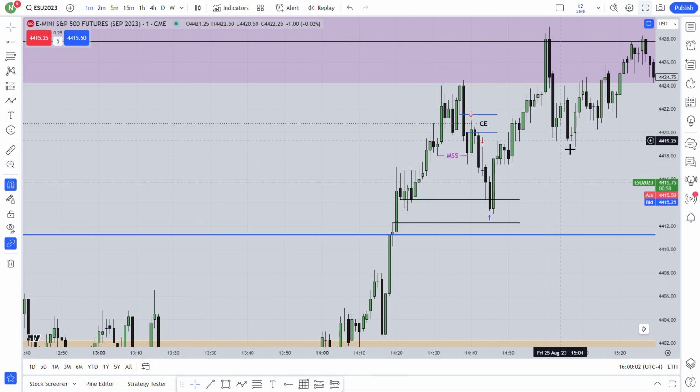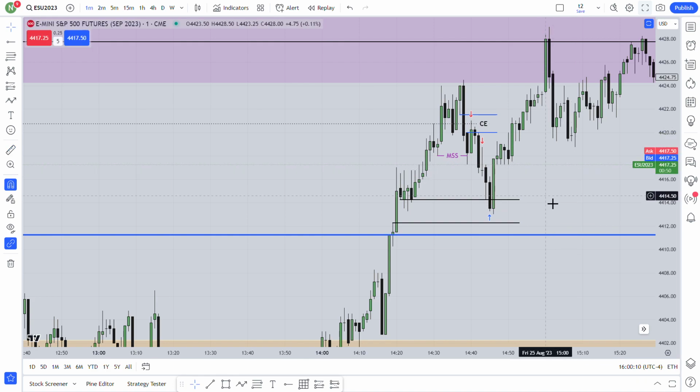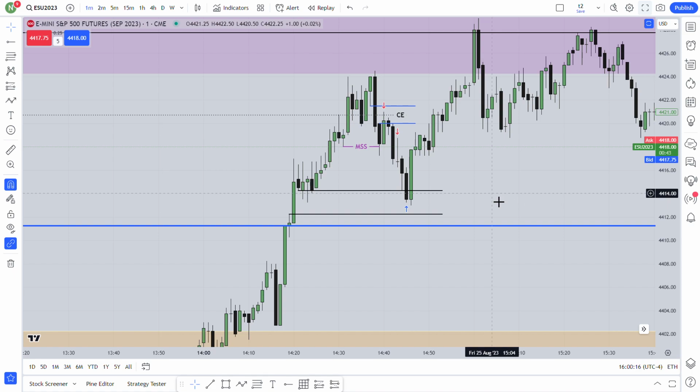Don't think it's small, it's huge, man. It's nearly like 6 to 7 handles. It's huge. If you can manage your trade, a 5 handle run is enough for earning a smart amount of money.